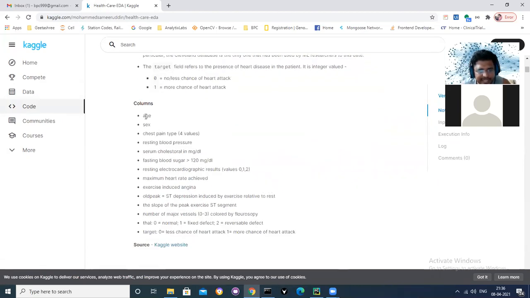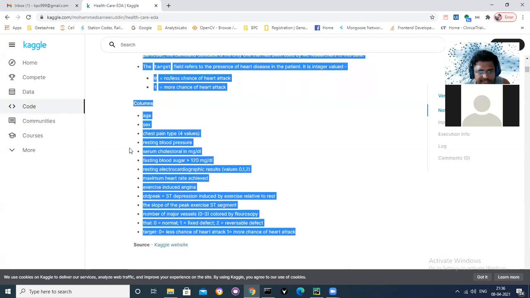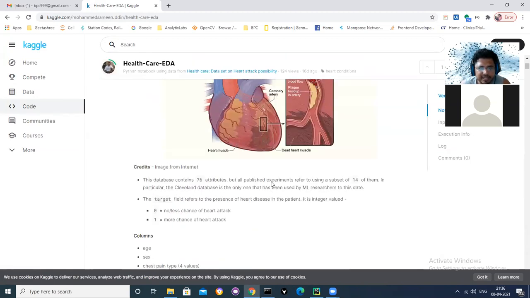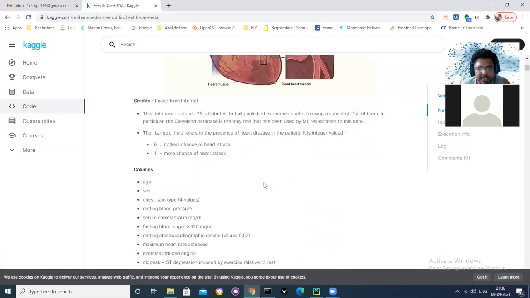We got the metadata information: age, sex, CP was like chest pain type, FBS fasting blood sugar, old peak means ST depression induced by exercise relative to rest. But we got more information, right? So this person collected the meta information about the features, about the columns.